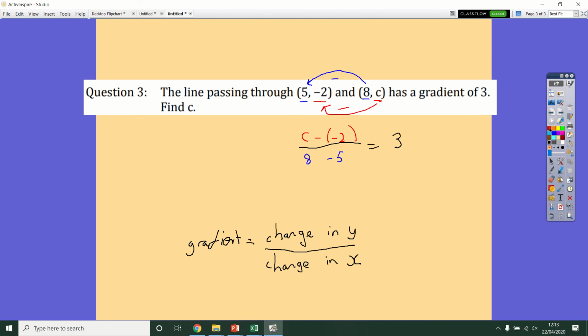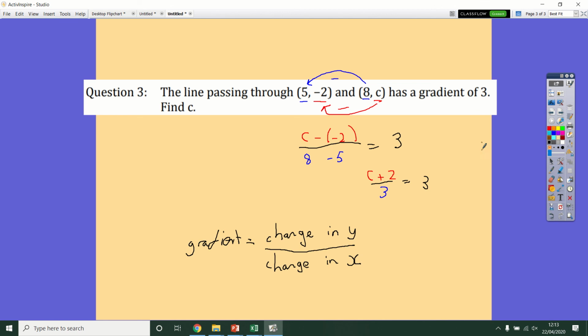So let's do some simplifying. Let's take this fraction that we've got. I'm going to simplify where I can. I've got another minus minus like we had on the other page. C minus minus 2 is C plus 2. Let's make that simpler. And on the bottom of the fraction, 8 minus 5 is 3. So I can put it as just 3. And again, the answer to that sum equals 3 as well. Okay, now it's an equation.